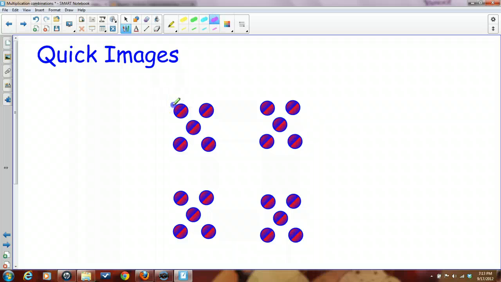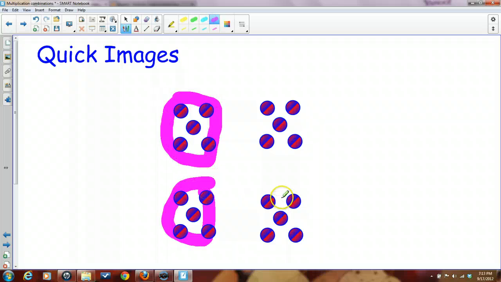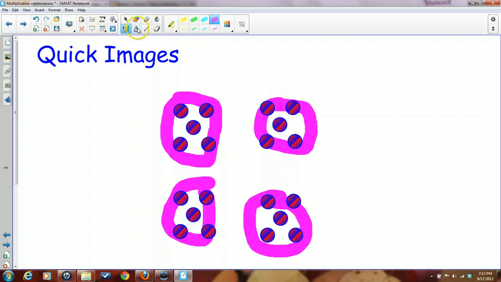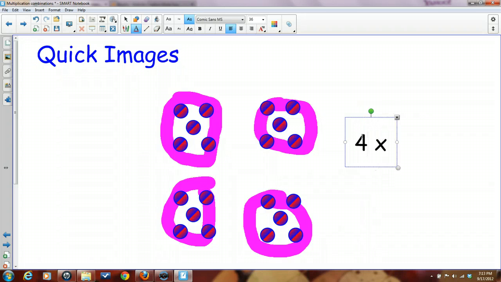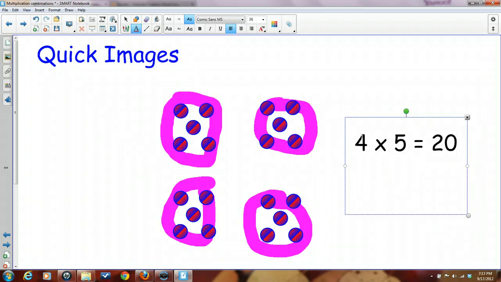So now let's see, we've got a group of 5. We've got another group of 5, another group of 5, and another group of 5. That tells me that we had 4 groups of 5 equals 20. All right, remember, multiplication is commutative, which means you can write the problem forwards and backwards, and it doesn't change the answer. All right, let's go on to multiplication combinations.